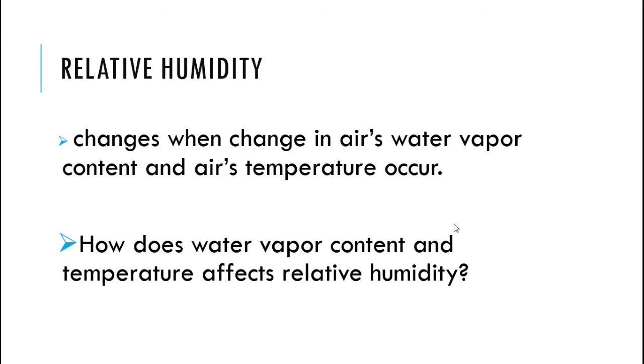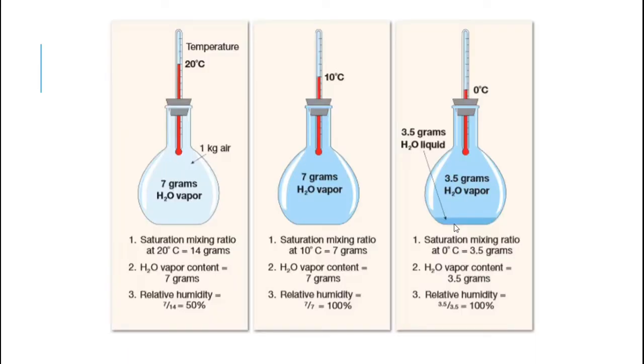How about when there is a change in that temperature? How does water vapor content and temperature affects relative humidity? Nakita nyo na kanina sa illustration how water vapor content affects relative humidity. Let's take a look at how temperature affects relative humidity. So you can see here, what is held constant would be the mass of water vapor present. But you have different temperatures, 20, 10, and 0. Okay, let's compare this one. Ito, 20 and 10, because they have the same mass, 7 grams. If you're going to compare, the lower the temperature, the higher will be the relative humidity.